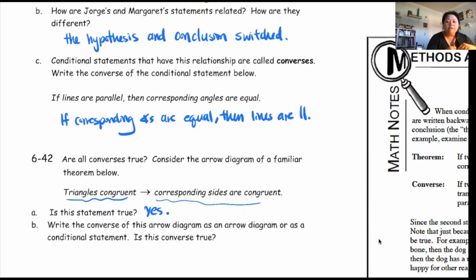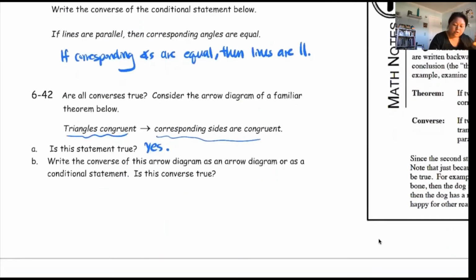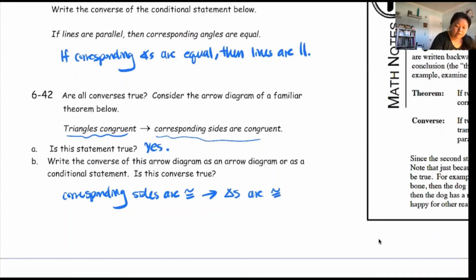So write the converse of this arrow diagram as an arrow diagram or as a conditional statement. Is the converse true? So we're going to start with the conclusion, right? We'll say corresponding sides are congruent. So if corresponding sides are congruent, that's where the arrow says, then the triangles are congruent. Is this true? Yes, we know this is true because this is really side, side, side congruence. If I know all the three sides are congruent, do I know that the triangles are congruent? Yes, we do. So that's how we prove side, side, side as well.